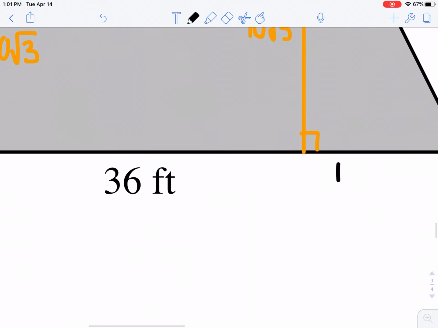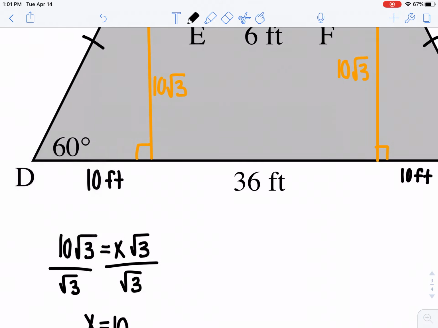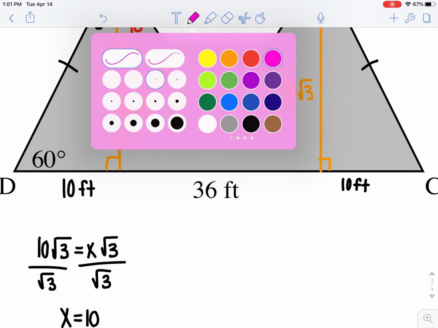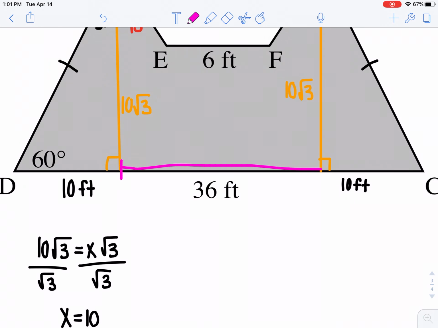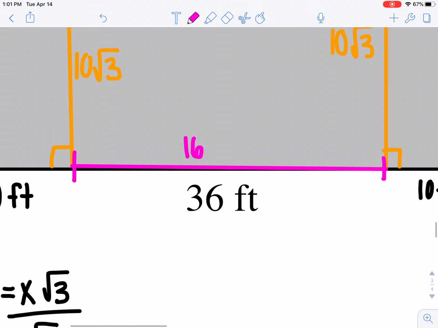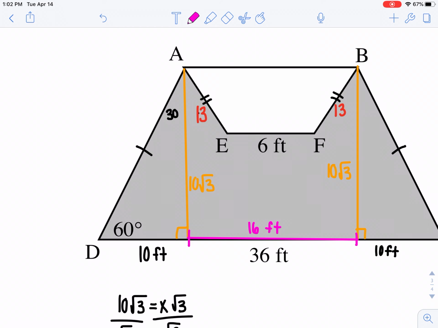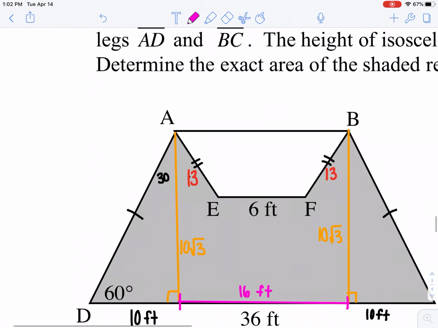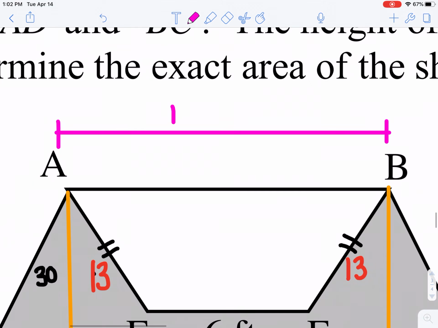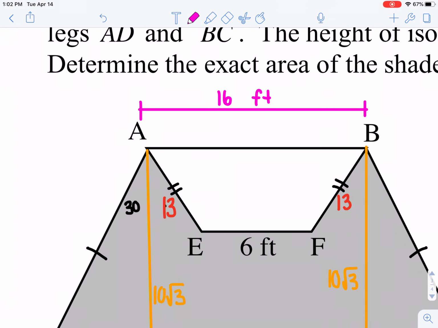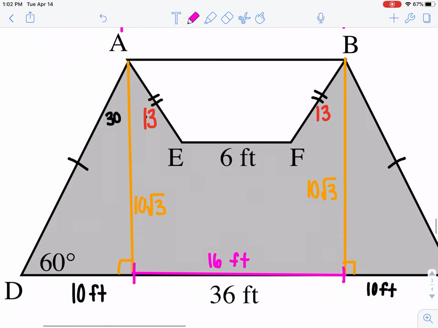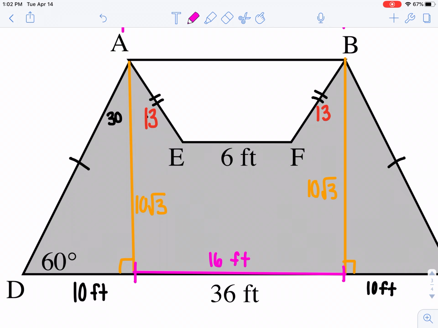I can also say that my length here is 10 feet as well, meaning that my length from my two heights would be 36 feet minus 20, making that 16 feet. I can then come here and say, oh, well that now gives me the length of AB. So we'll add that in. We know that the length of AB is going to be 16 feet. Now looking here, we have all the information we need for our big trapezoid, trapezoid ABCD.